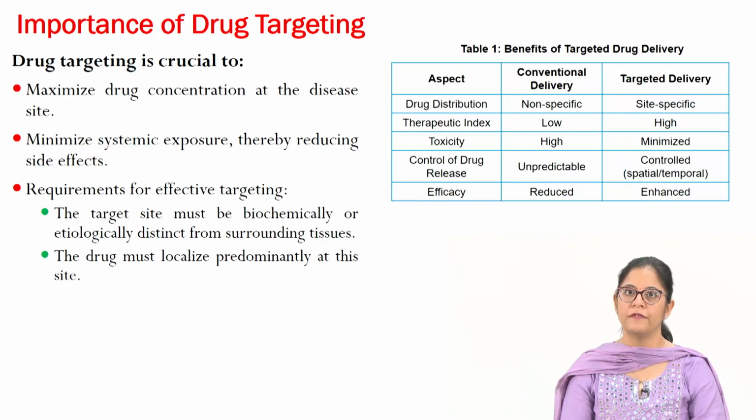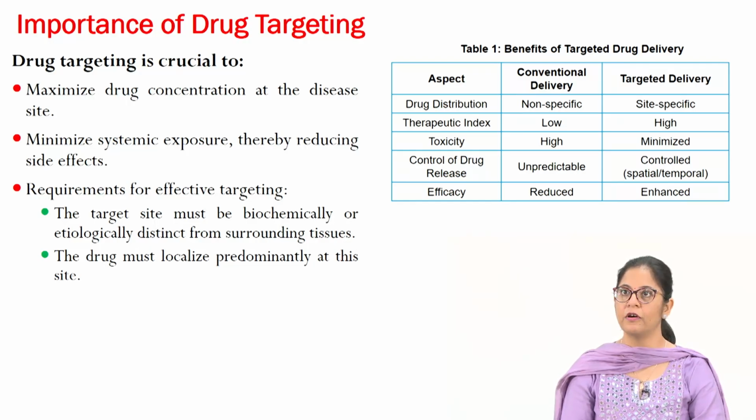Now the importance of targeting is to maximize the drug concentration at the disease site, minimize systemic exposure, that is to non-target tissues, so that the side effects can be reduced. Also the requirements for effective targeting are that the target site must be biochemically and etiologically distinct from the surrounding tissues. It should have some selective expression of protein markers or some receptors or some enzymatic system so that the targeting can be done. So based on that, the drug must be able to localize predominantly at this specific site.